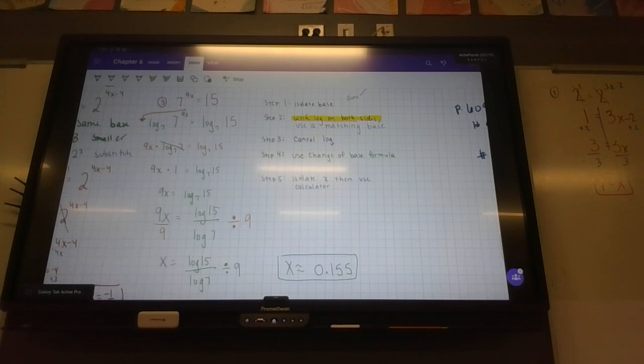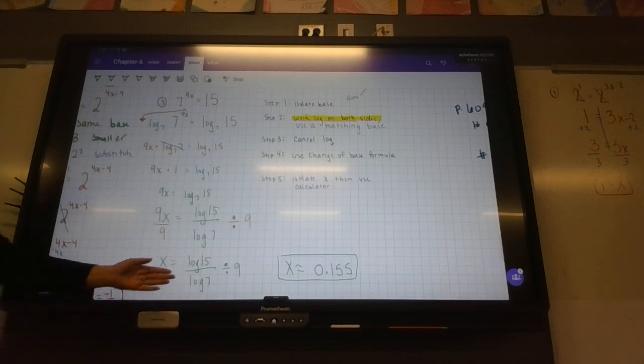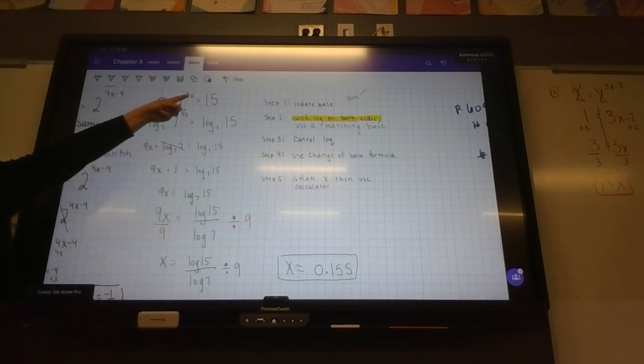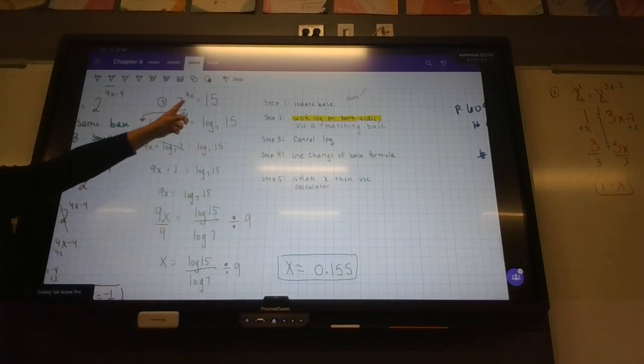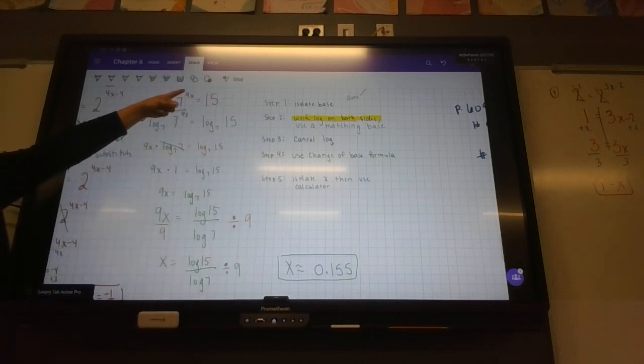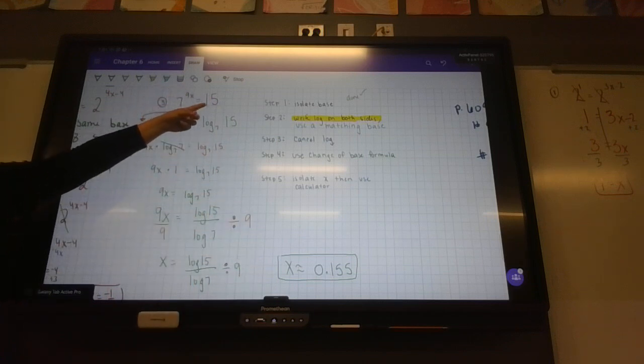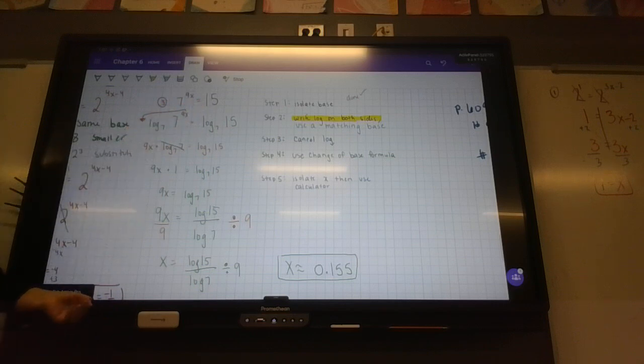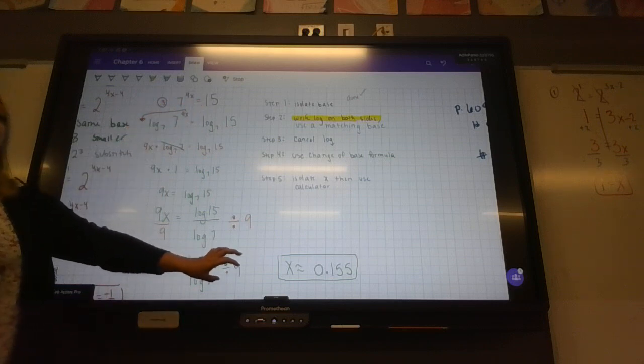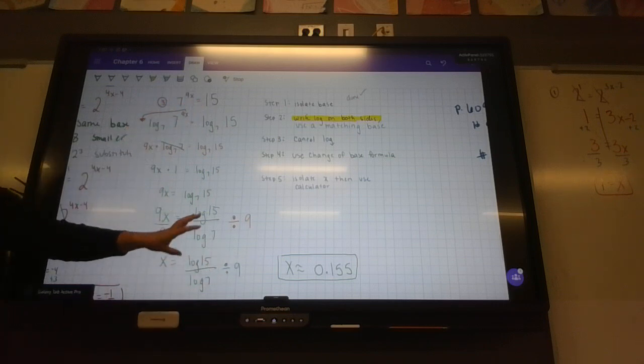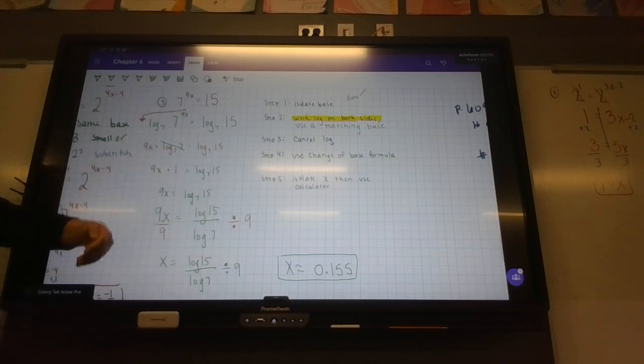Now you can check this. If I feel like I don't know if I did it right, I'm just going to go to the original problem and do 7 exponent 9 times 0.155 and it should equal 15. And if you still have the full decimal stored in your calculator, highlighting the full decimal is even better. It'll come out like 15.0000008 if you pull in the full decimal.